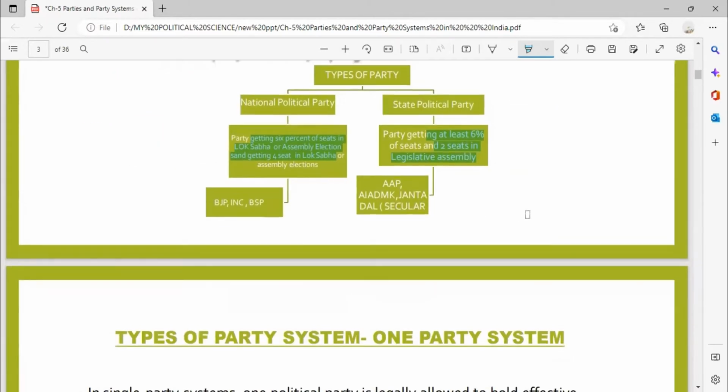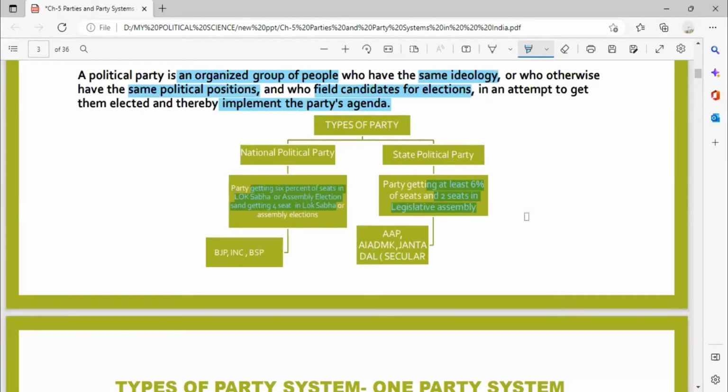Now, types of party systems. This was types of party. Now party systems. You must be knowing that there are a few countries which have only one party system, say Russia, say China. Whereas there are other countries which have only two political parties, for example, UK, USA. And then there are countries which have several political parties, like India. These have been named on the basis of how many parties they have in their country.